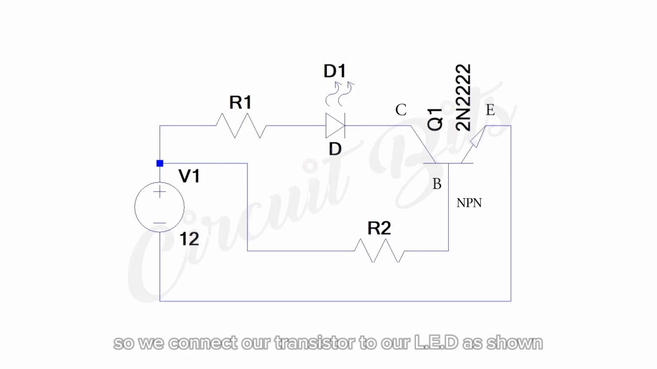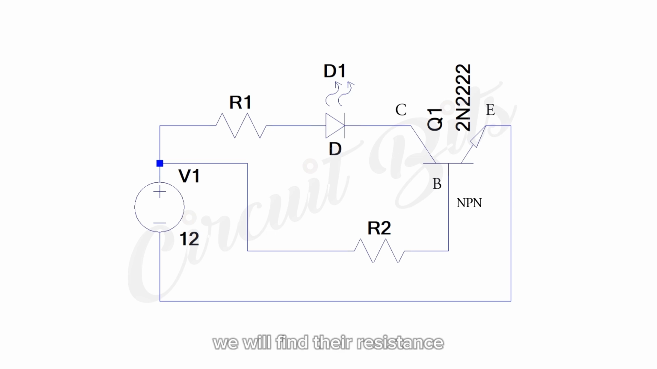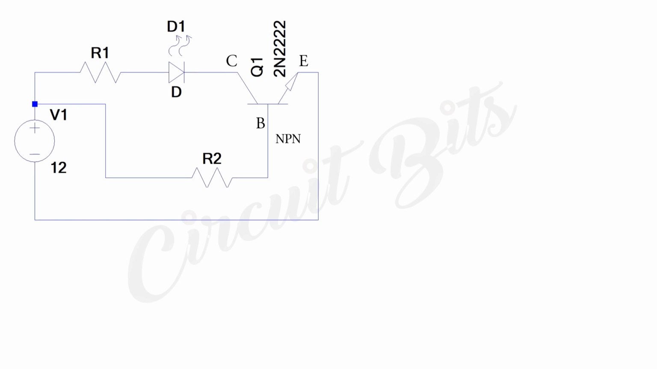So we connect our transistor to our LED as shown. We can see we do not know the value of our resistors. So to find them, we have to first find the voltage across the resistor, and then, with the current we will allow to go through them, we will find their resistance.